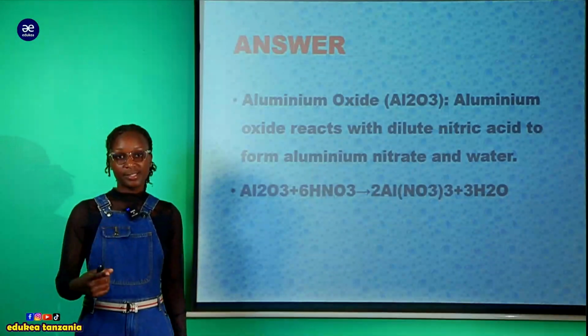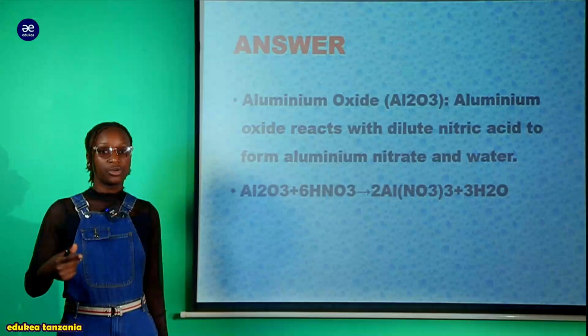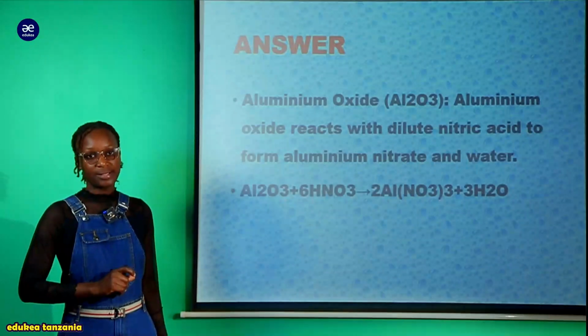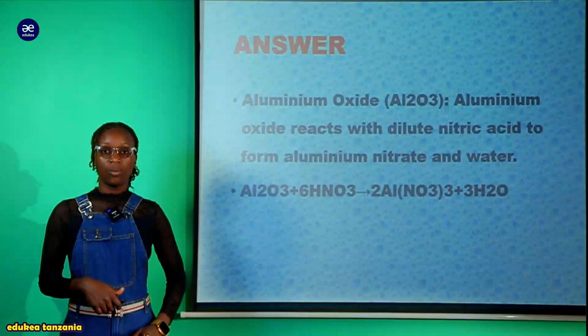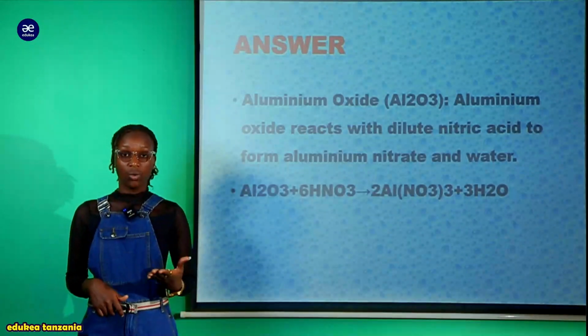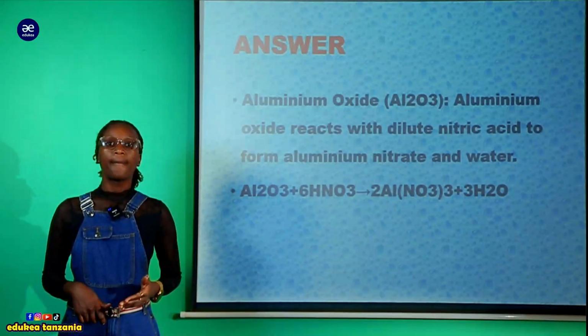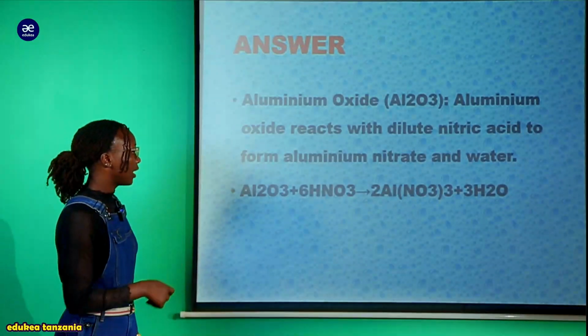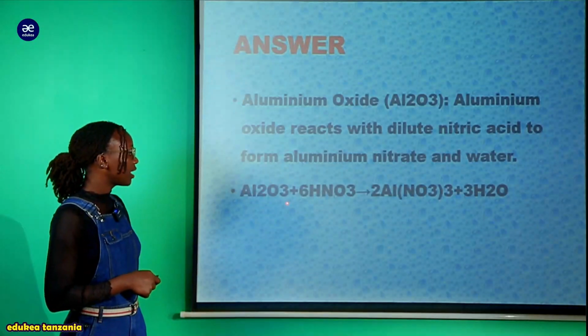Angekuwa ame react na base, tutaenda kuona wakati tuna reactisha with the sodium hydroxide strong solution base, tutaona kwamba huyu ata act as an acid. That's why tunasema kwamba ni amphoteric compound. Kwa hiyo ukikutana na swali na kutaka utoe hata mfano wa amphoteric compound, ukumbuke aluminium oxide. So you can see that this is aluminium oxide.